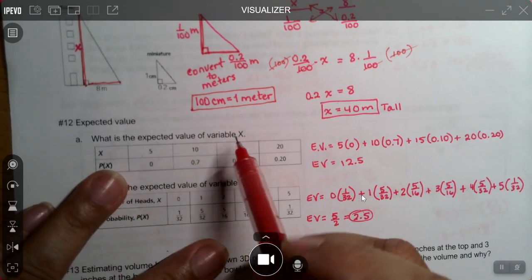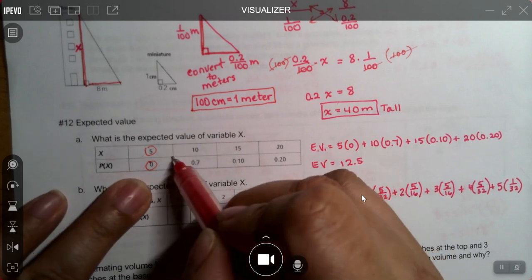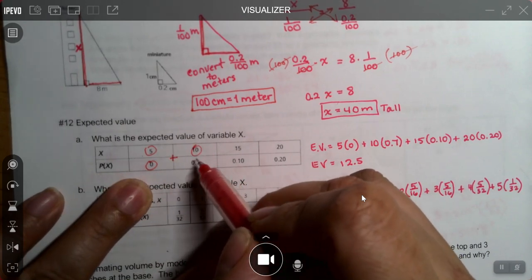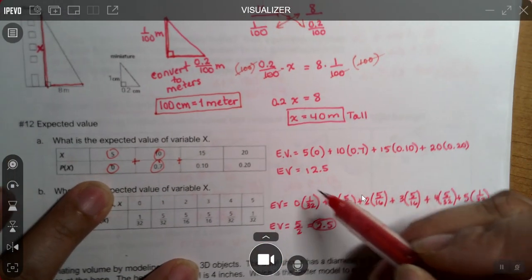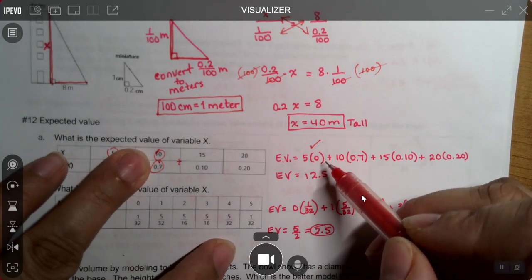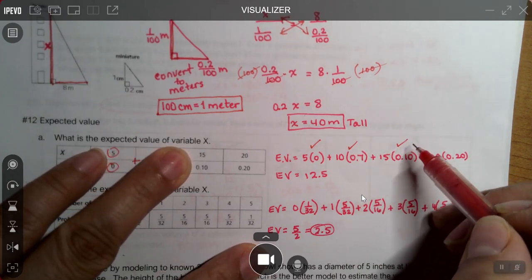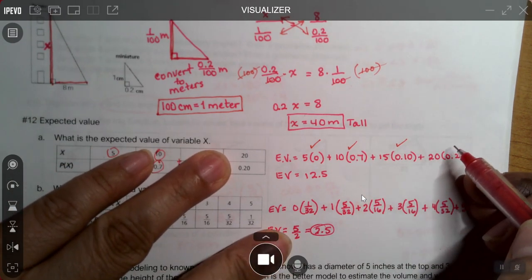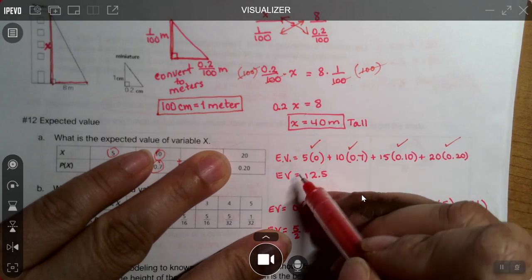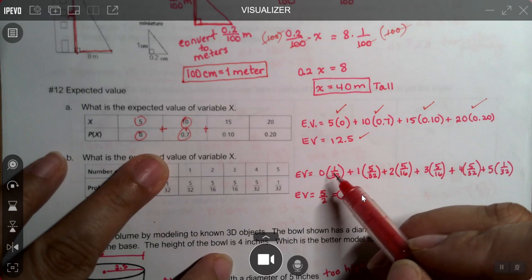Expected value. So this is where you take the value and you multiply it by the probability, and then you do it again, and you add them all up. So 5 times 0 plus 10 times 0.7 plus 15 times 0.1 plus 20 times 0.2. Calculator, 12.5. Ching.